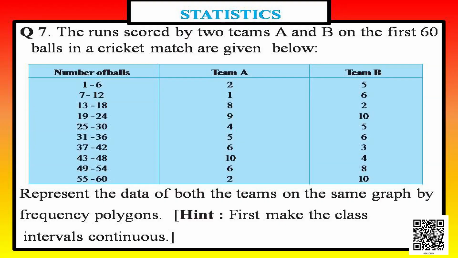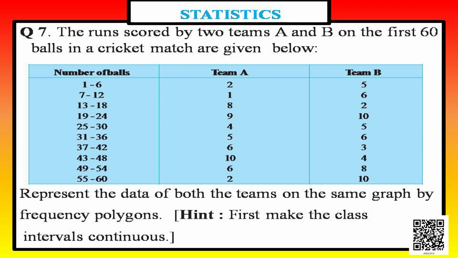Now let us do question number 7 of exercise 14.3. The question is, the runs scored by two teams A and B on the first 60 balls in a cricket match are given below. We have the number of balls as class interval of 1 to 6, then 7 to 12, 13 to 18, 19 to 24, 25 to 30 and so on till 55 to 60.